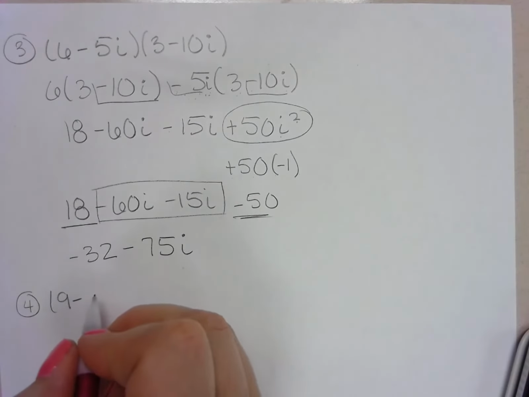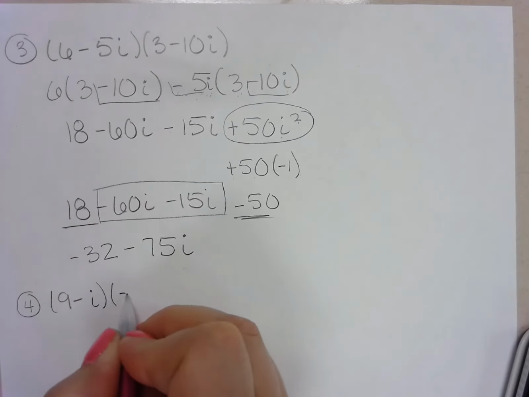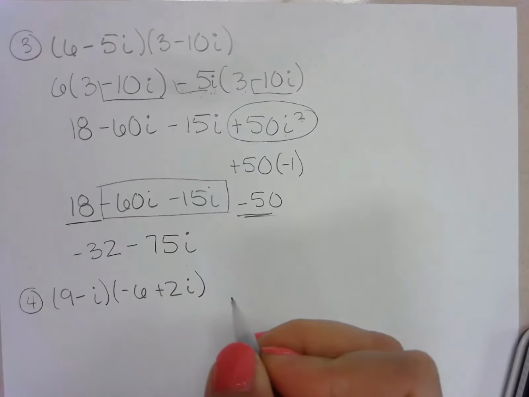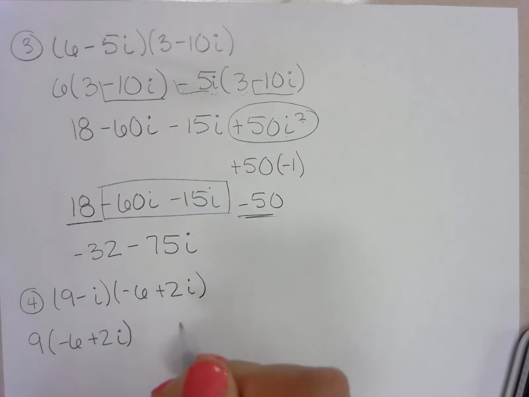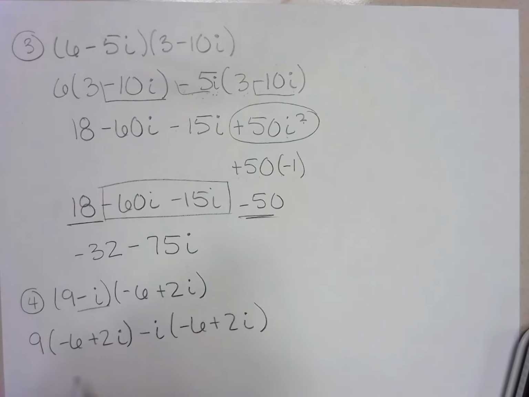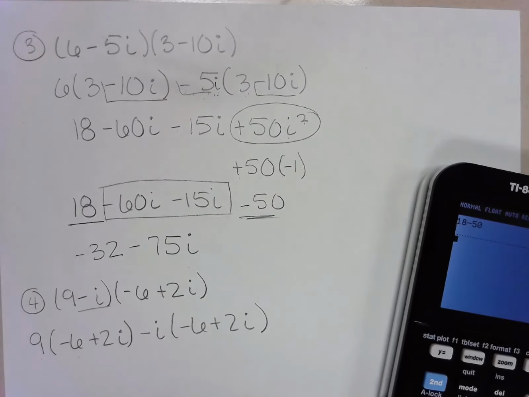One more example. 9 minus i times negative 6 plus 2i. So we're going to say 9 times negative 6 plus 2i, and negative i times negative 6 plus 2i. So 9 times negative 6. Don't be afraid to use your calculator. Everybody seems to think that they should be able to do all of this in their head. There's no reason to do it all in your head unless you don't have a calculator. If you're comfortable with a calculator, use your calculator. And then 9 times 2i is positive 18i. Negative i times negative 6 is positive 6i.